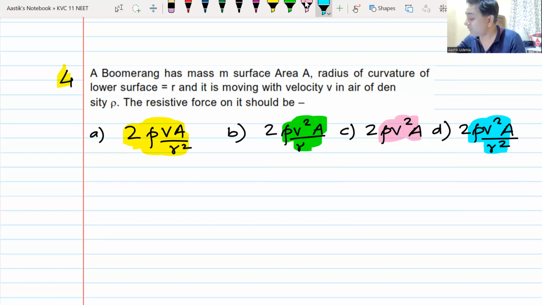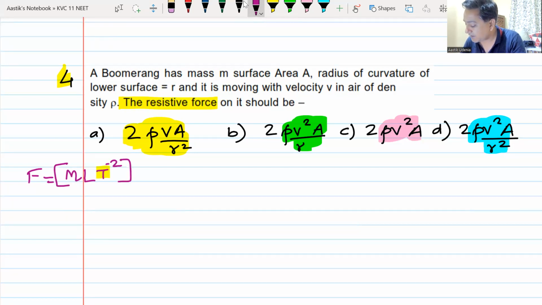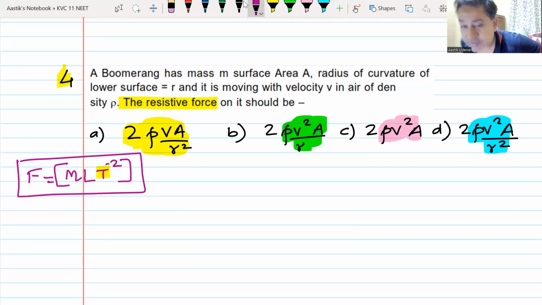What is the dimension of force, my dear friend? The dimension of force, because we have to find out the resistive force, so it must have the dimension of force. The dimension of force, oops, wrong color. I'm very particular about colors. Why do I make color mistakes? The dimension of force is MLT minus 2. That is what I should remember. I just need to check the dimension of all these quantities and find out which one is matching the dimension of force. I'll do one for you.